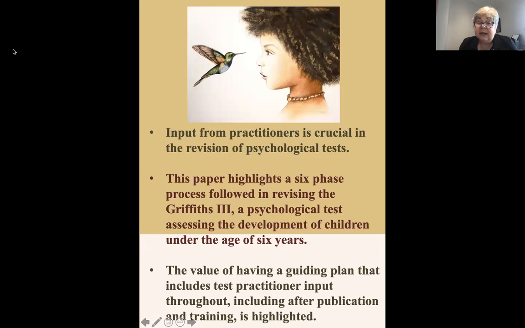We recognise that input from practitioners is crucial in the development of psychological tests. This paper highlights a 6-phase process followed in revising Griffiths 3, which is a psychological test assessing the development of children under 6 years. The value of having a guiding plan that includes test practitioner input throughout, including after publication and training, is highlighted.